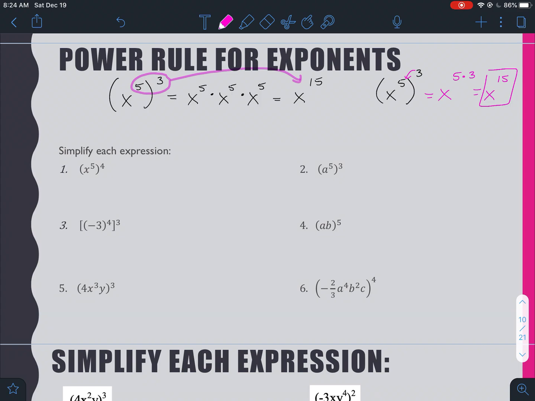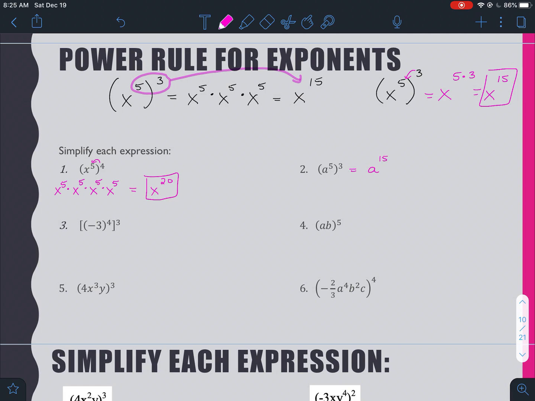If there's more than one term on the inside of the parentheses, every single term inside the parentheses would get that outside exponent. It's kind of like the distributive property. So on number 1, x to the fifth raised to the fourth power, again, you could expand it out if you needed to, x to the fifth times x to the fifth times x to the fifth times x to the fifth, and that would be x to the 20th. Or you could just multiply those exponents. 5 times 4 is 20, so you would get x to the 20th.